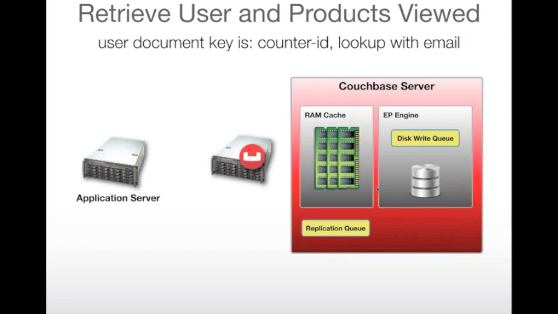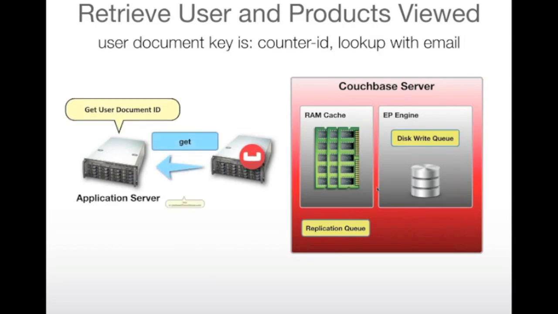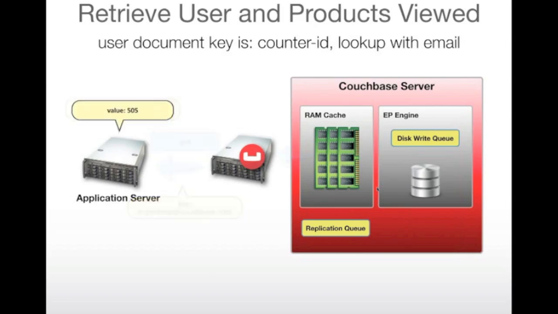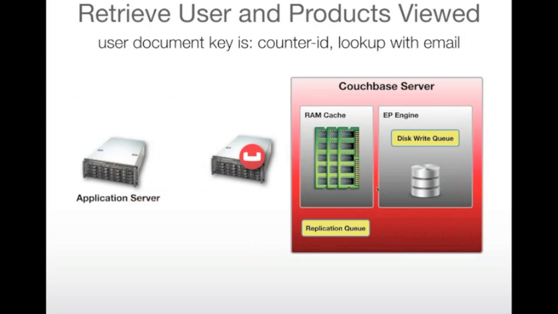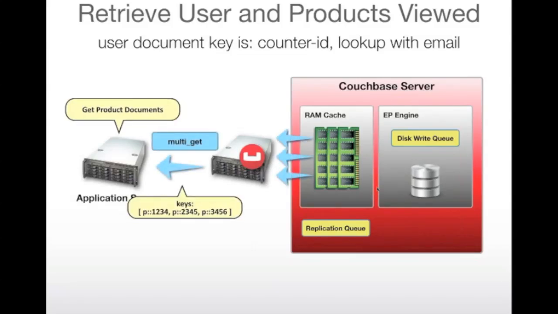Now, what if I actually have a counter ID, and a lookup on email? So in this case, first I'm getting the user document ID based on the email address. What I get back is the number 505. Now I use that to do a get on the user document, and the key is U::505, and that gets the primary user document. And then I'm doing a multi-get on all those products viewed. So it was a two-step process to get the user primary document, and then I did a multi-get to get all the product documents.